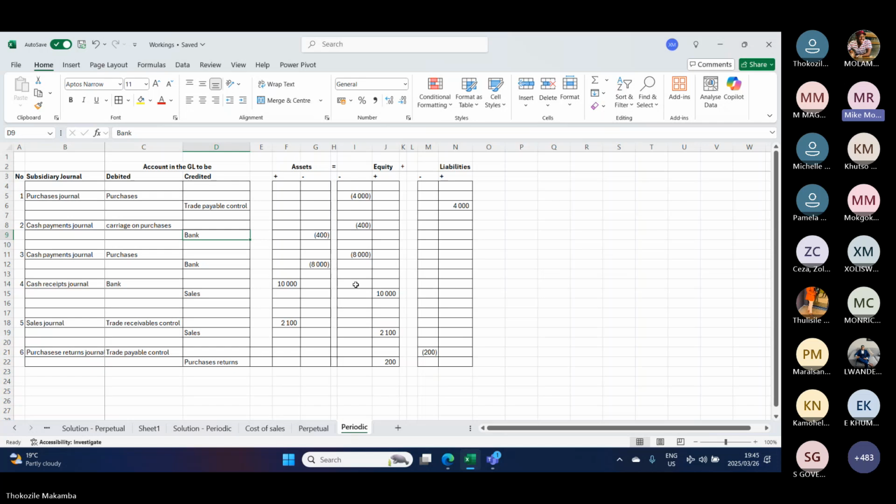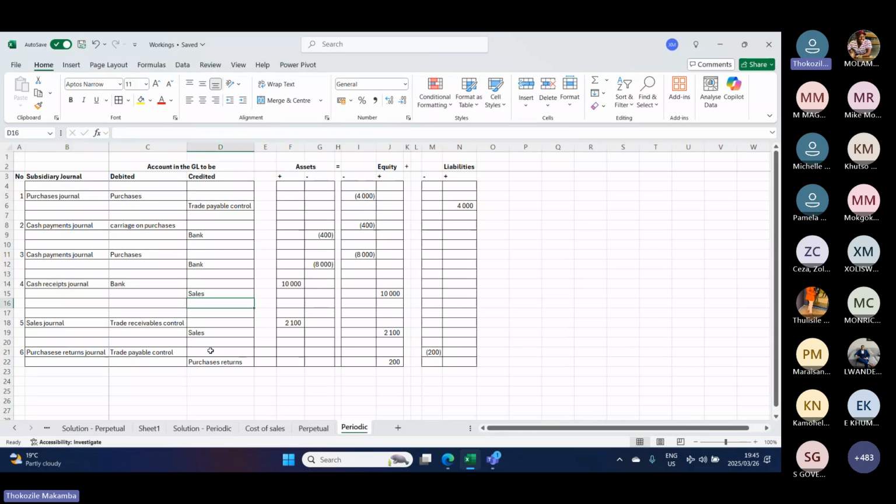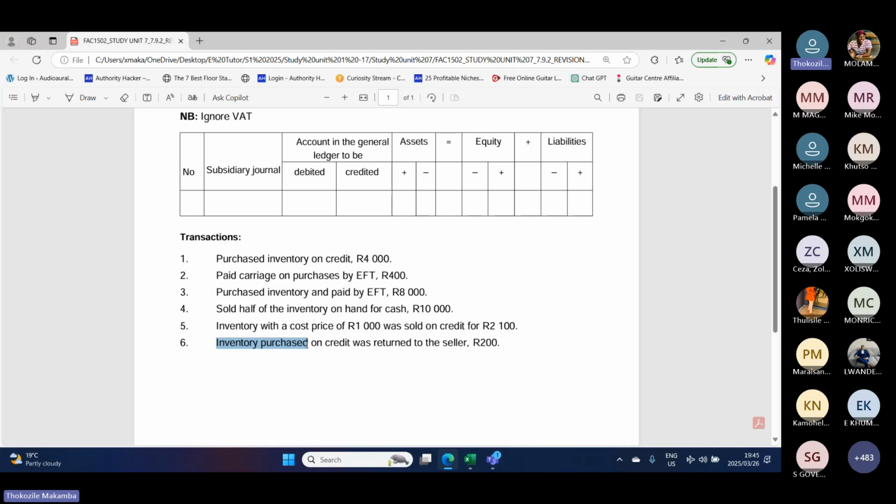I just wanted clarity on the last transaction of the periodic. Do you want me to explain it again? Yes. What it's saying is inventory purchased on credit. That's the first thing you have to take into account. What that should tell you immediately is that when the inventory was purchased, the credit went to trade payables. So you already know that. It was returned to the seller, right? So we gave it back to the seller.